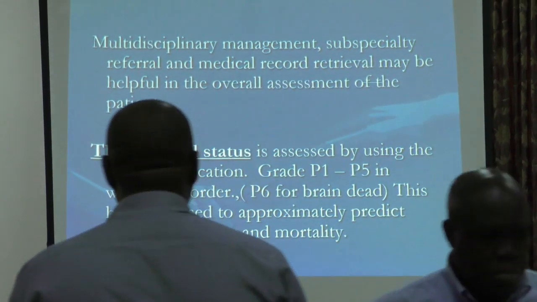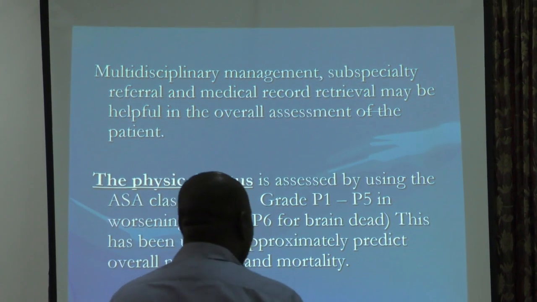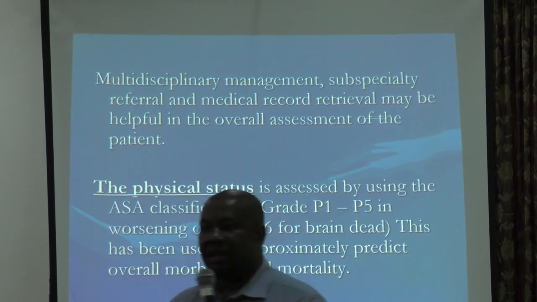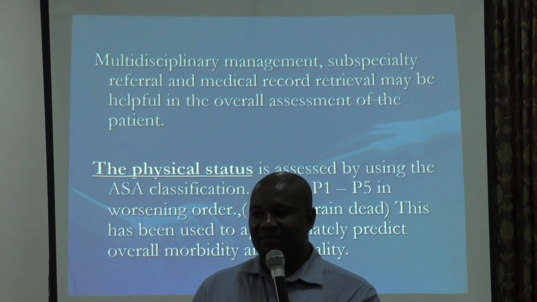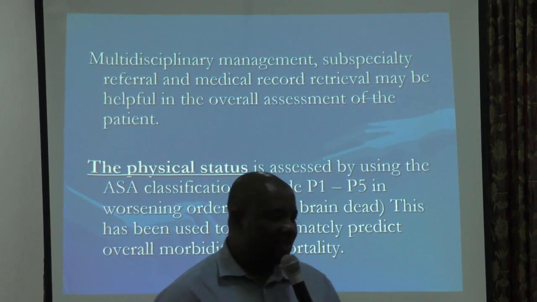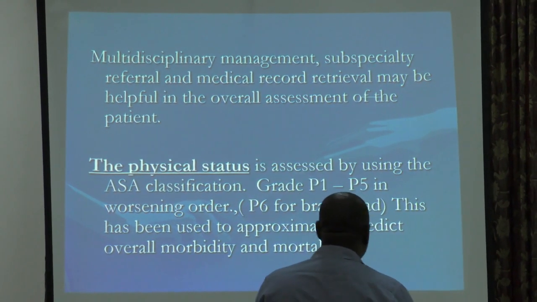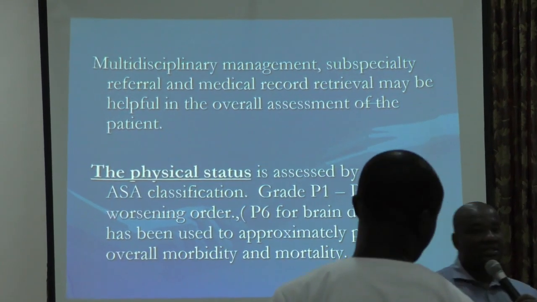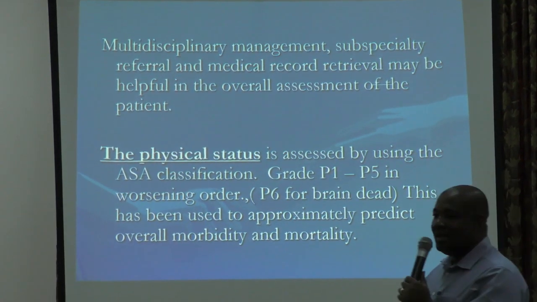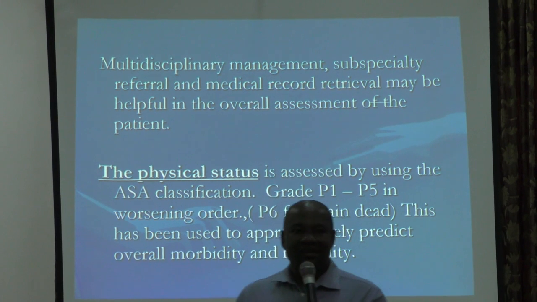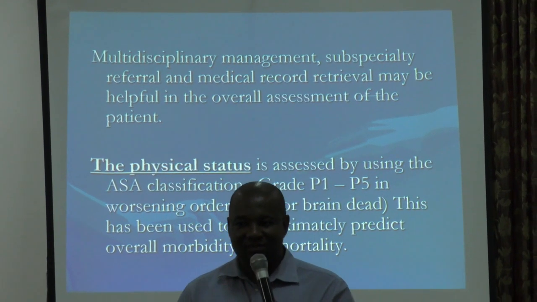P3 is a patient with a severe systemic condition, and this systemic condition is not a threat to life. P4, we say, is a patient with a systemic condition which is a constant threat to life. P5, we say, is a moribund patient who will not survive 24 hours without surgery.